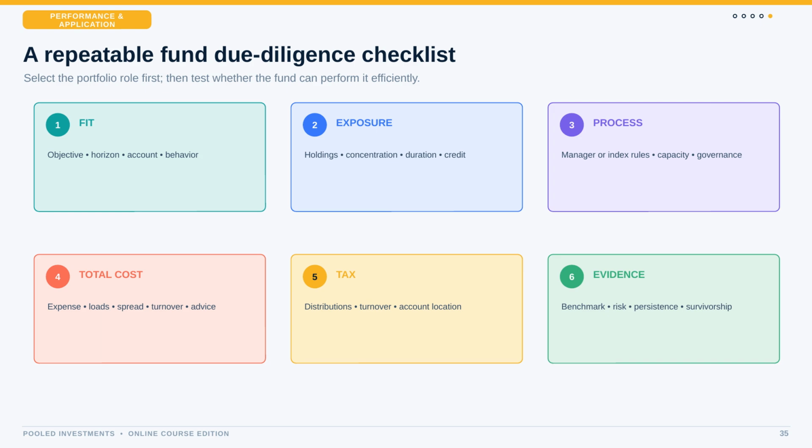This checklist turns fund selection from a beauty contest into an underwriting process. The best fund is not the one with the most impressive brochure. It is the one that reliably performs the intended job at an acceptable total cost.